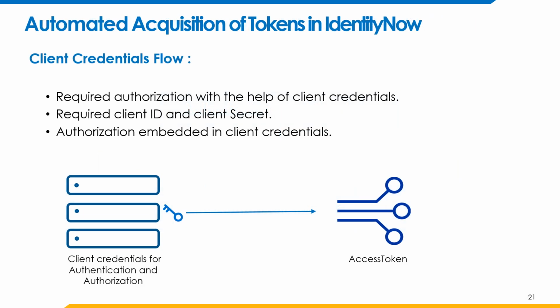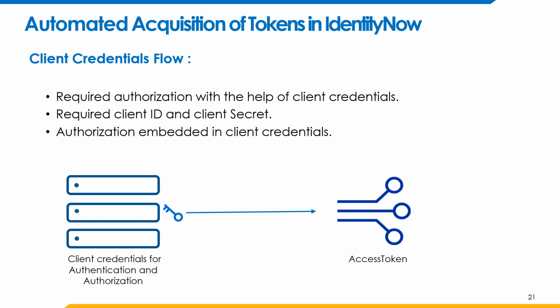In this slide, we are discussing how to generate automated acquisition of tokens in IdentityNow with the help of client credentials. For client credentials acquisition of tokens, clients use this grant type to obtain a JWT access token without users' involvement, such as in scripts, programs, or system-to-system integration. This is the simplest authentication in SailPoint IdentityNow.